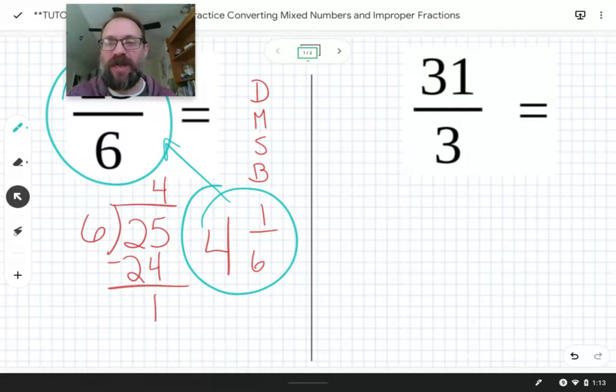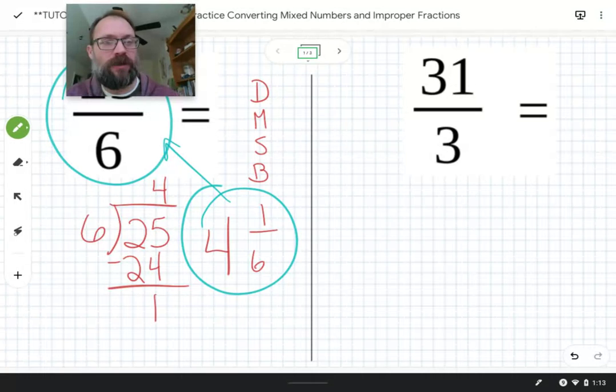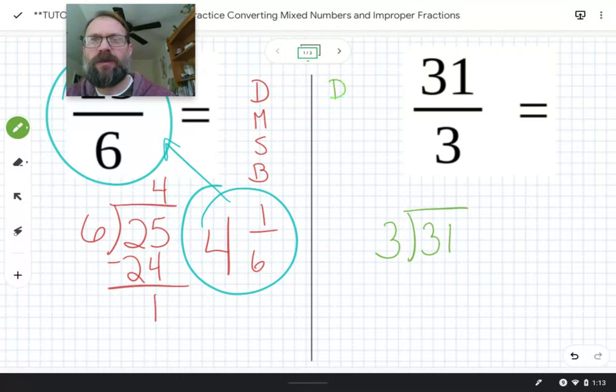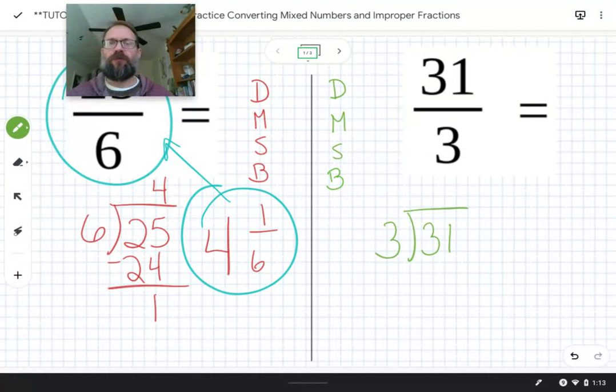All right, let me move myself over here. Our final problem today is 31/3. Let's convert this improper fraction to a mixed number. So let's go ahead and use green this time. All right, we got to divide the top number by the bottom. Numerator by denominator. 31 divided by 3. I'm going to write divide, multiply, subtract, bring down. That's just a way to remind myself of the steps of long division.